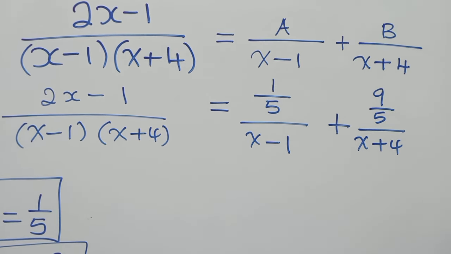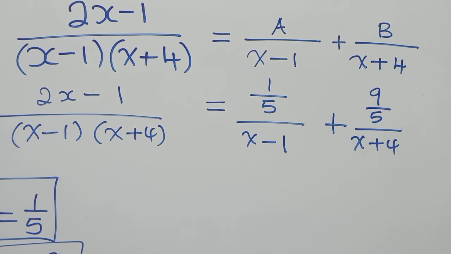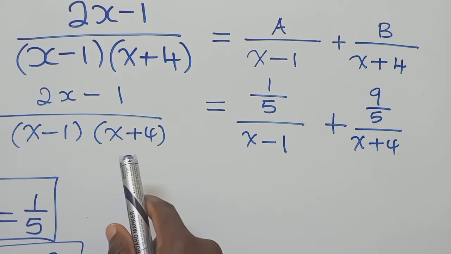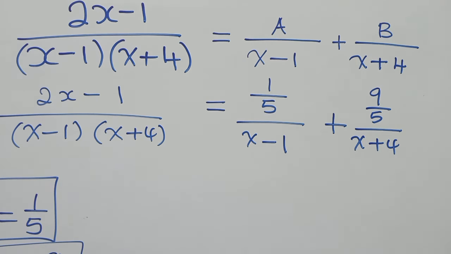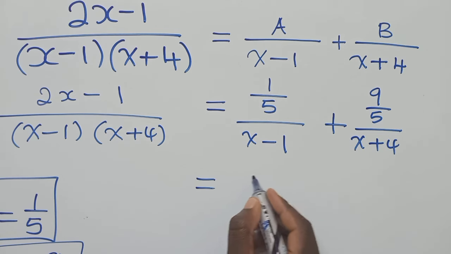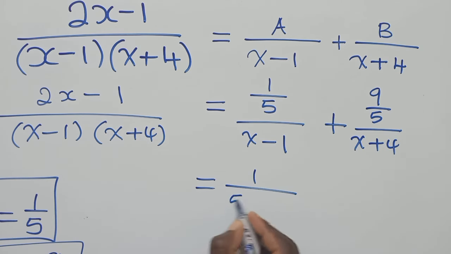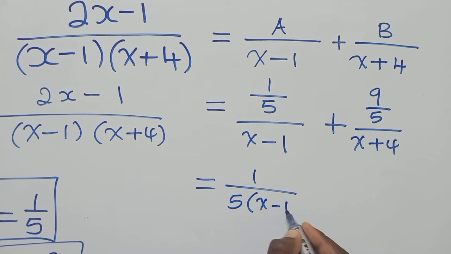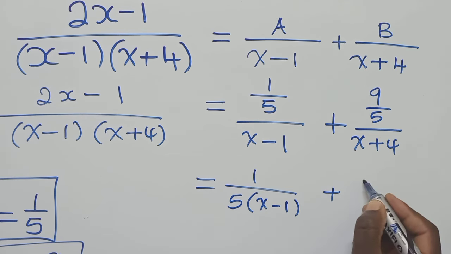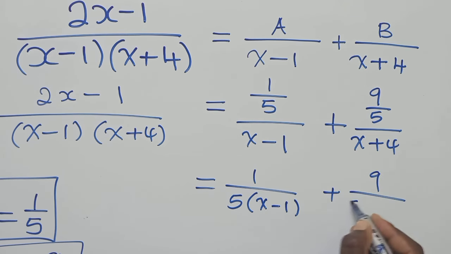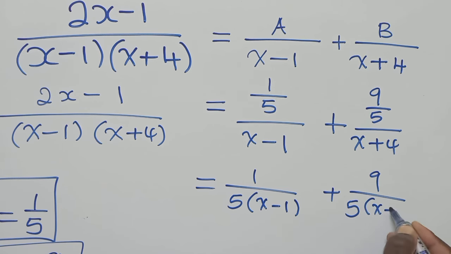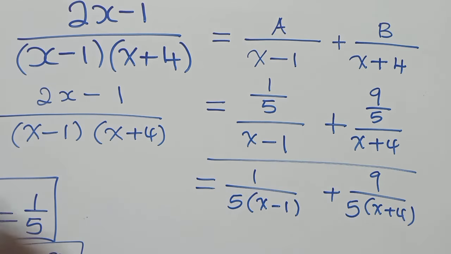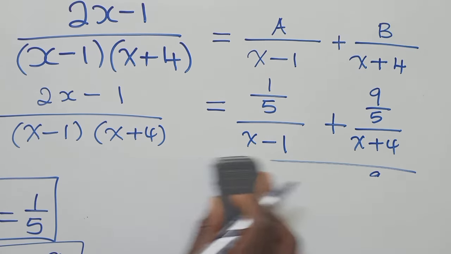You can leave your answer like this if you don't mind, or if you want, you can simplify further. You remain with 1 over 5(x - 1) plus 9 over 5(x + 4). But all the same, if you leave your answer right here, you can still be marked.